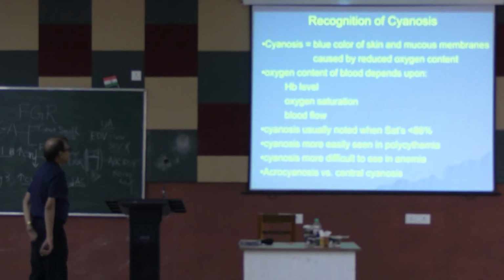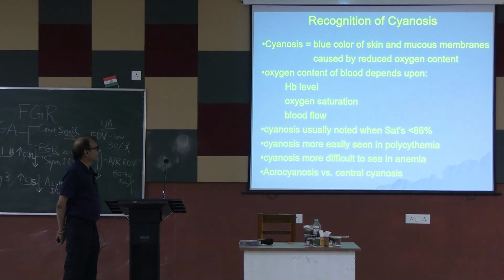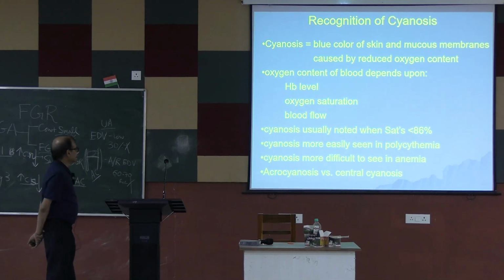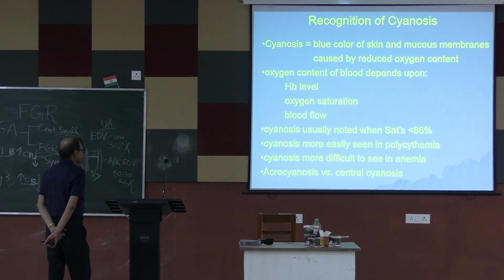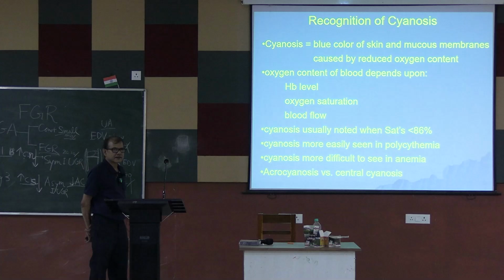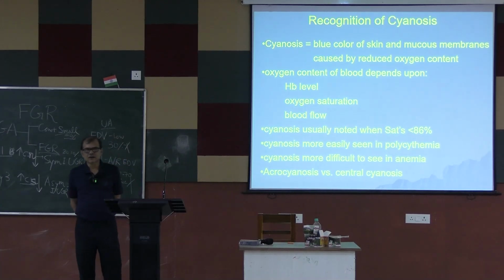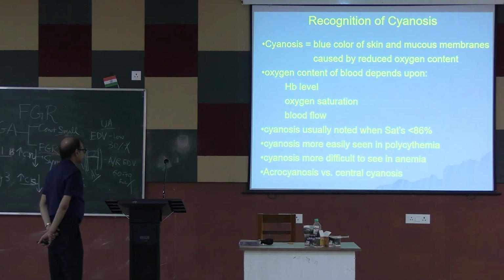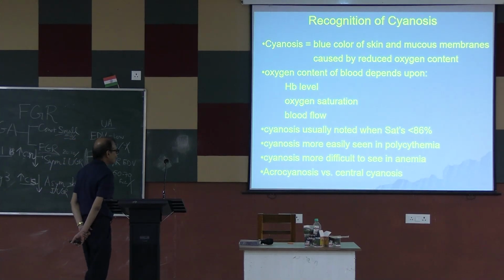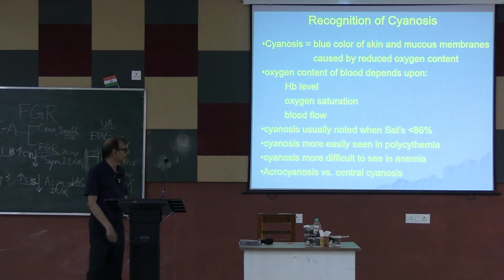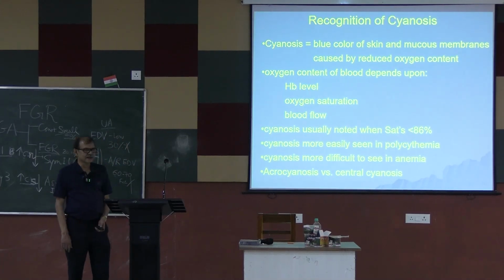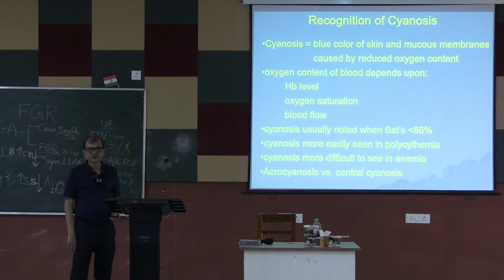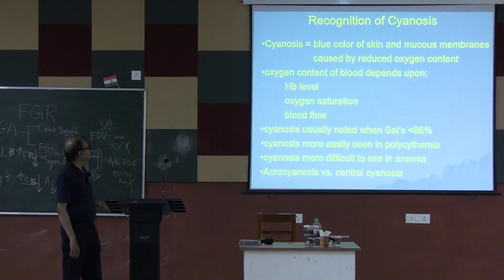Recognition of cyanosis. Oxygen content of the blood is dependent on, first, hemoglobin concentration. Second, oxygen saturation. Third, blood flow. Cyanosis usually appears when the oxygen saturation falls below 86%. Cyanosis is more easily seen in polycythemia. Acrocyanosis versus central cyanosis. Acrocyanosis means peripheral cyanosis or digital cyanosis.